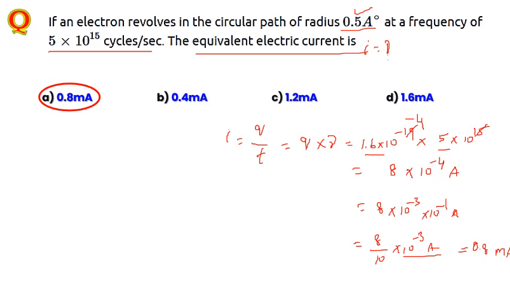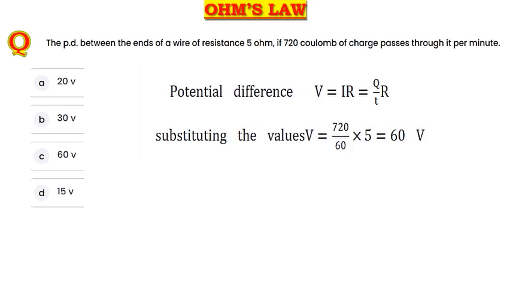Okay. Now the next one is the potential difference between the ends of a wire of resistance 5 ohm, when 720 coulomb of charge passes through it per minute. So the charge per minute is given. Per minute means 60 seconds. What they are asking in this question is the potential difference between the ends.